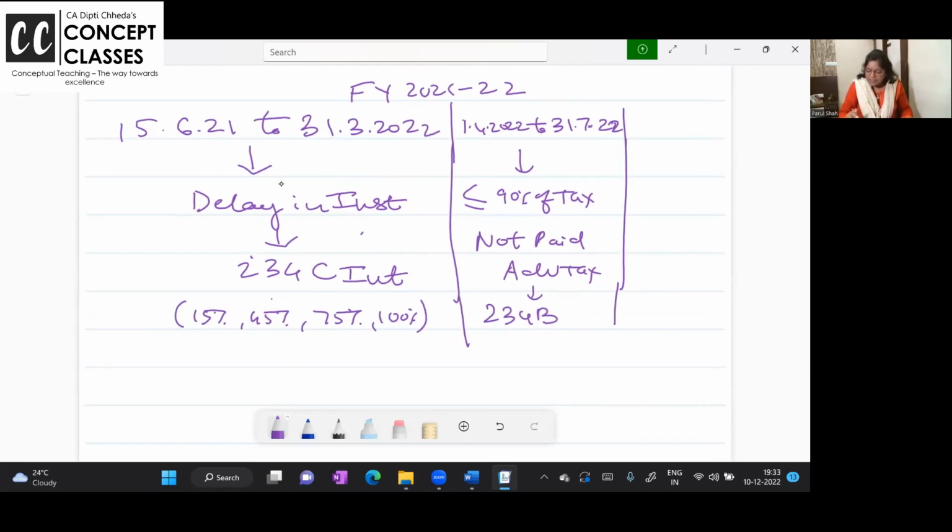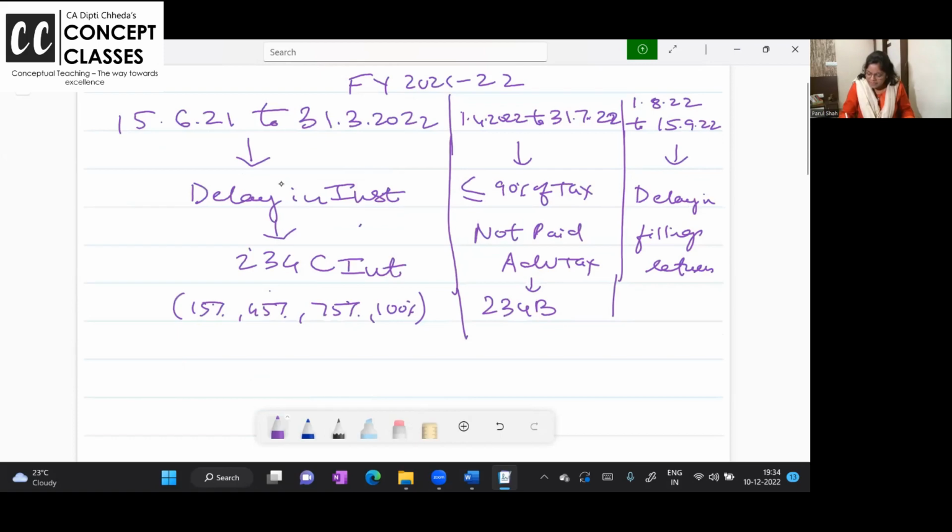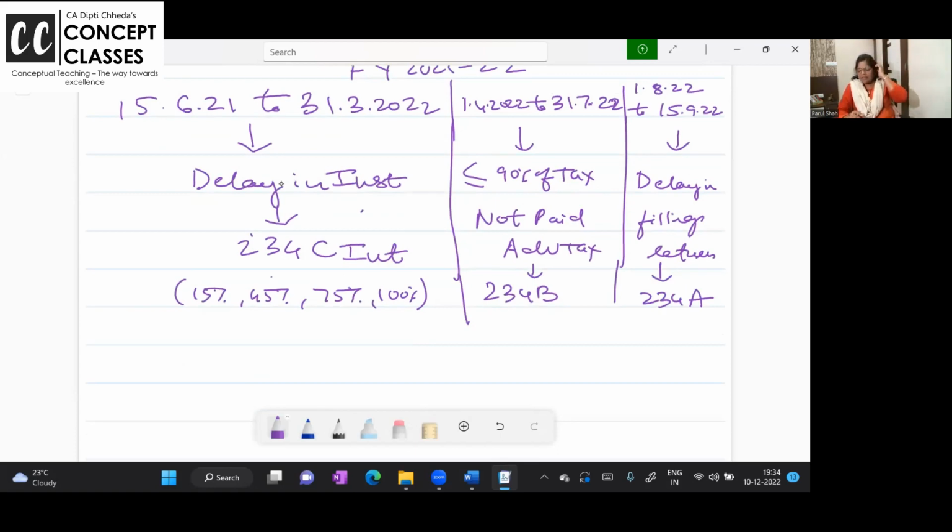And now, if there's a default from 1st of August 22 to actual date of filing the return, say 1st September, delay in filing return. If there is a delay in filing the return, which interest you will charge? 234A. Write down, please. This is working reverse, dear students. And fees, so I'm very sure they'll ask you 234H somewhere. I'll come to that.